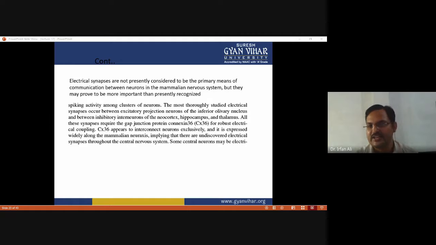Okay, connexin 36. For robust electrical coupling, connexin 36 appears to interconnect neurons exclusively, and it is expressed widely along the mammalian neuroaxis, implying that there are undiscovered electrical synapses throughout the central nervous system. And some central nervous system regions may have electrical synapses.